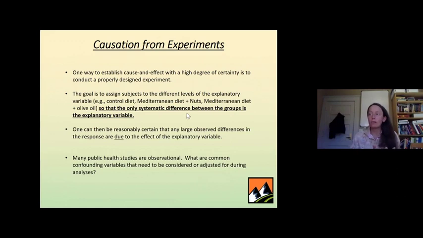So again, causation from experiments. We want to assign these subjects to our treatments so that the only systematic difference between the groups is the explanatory variable. There's nothing else. That's the only difference. And then we can say that the difference that we're seeing is due to the effect of the explanatory variable that we have.